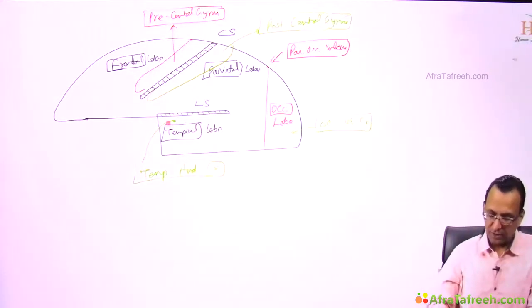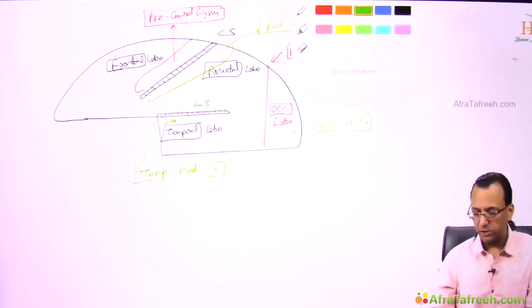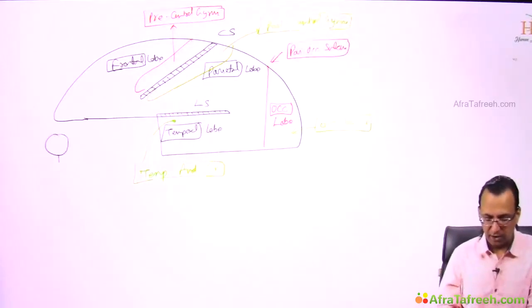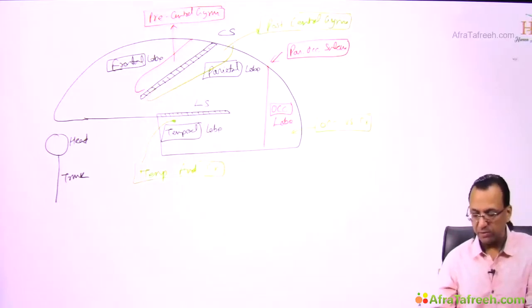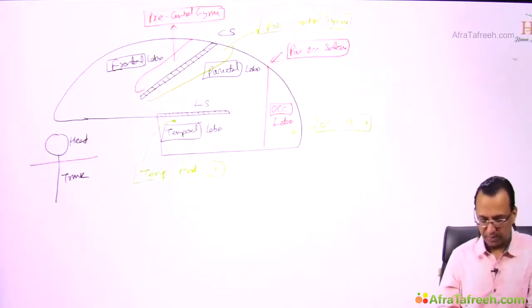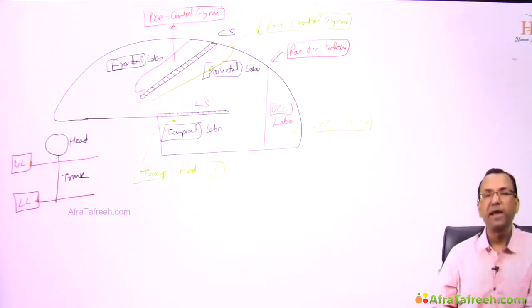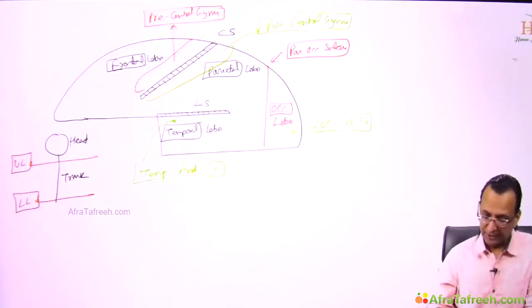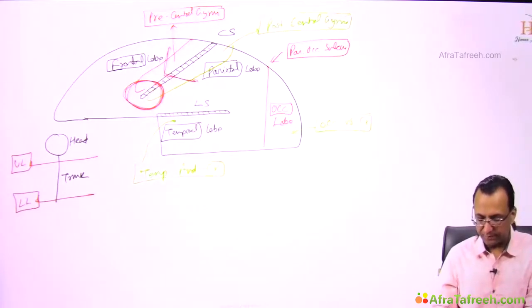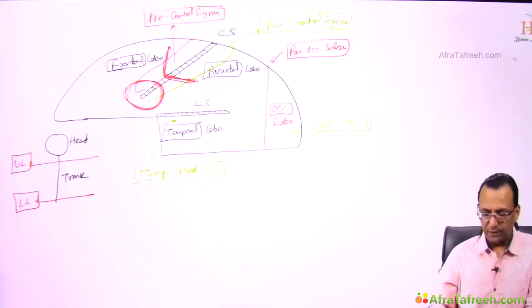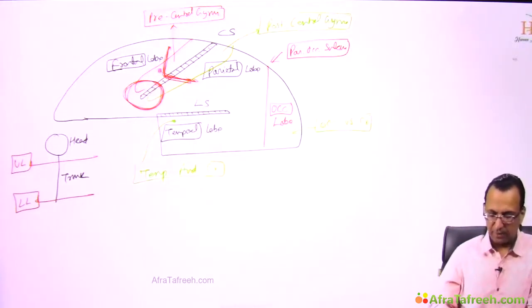Now, once you have that orientation, talk about the homunculus. As you are talking about the homunculus, this is head and trunk. If that is the head and trunk, then where is the upper limb, lower limb? This is upper limb and lower limb. And now represent the upper limb, lower limb on the brain, the homunculus. If you're talking about the homunculus, I'll tell you that this is the head area and this is the upper limb area.